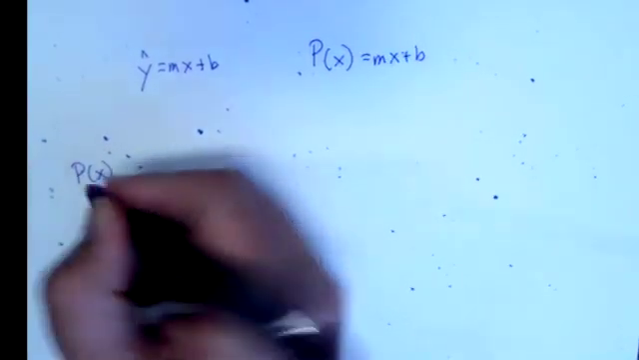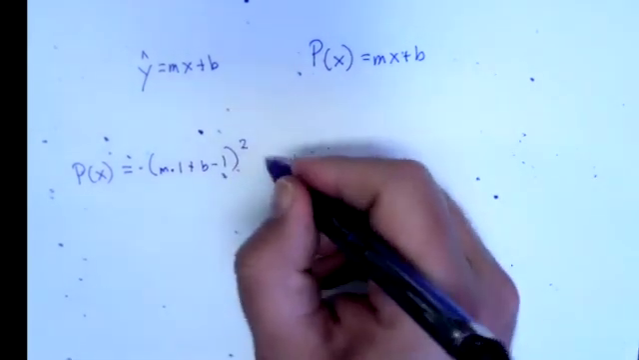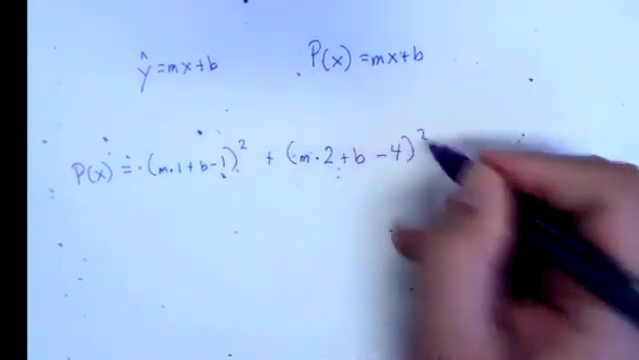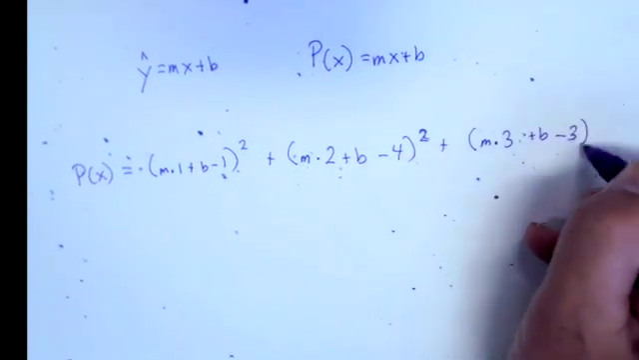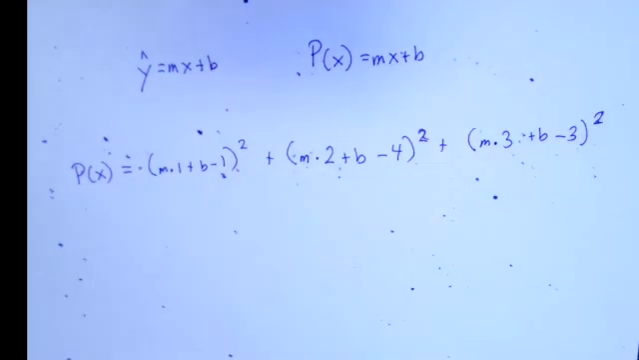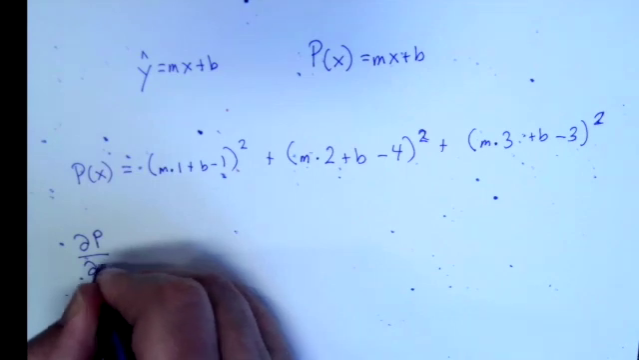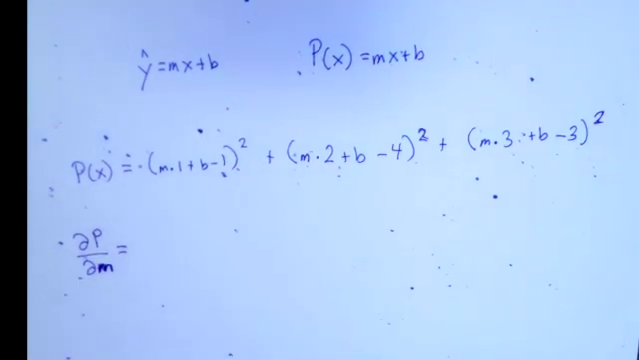So p of x is (m times 1 plus b minus 1) squared plus (m times 2 plus b minus 4) squared plus (m times 3 plus b minus 3) squared. Let's ask ourselves a tough question. What is the partial derivative of p with respect to x? What is the partial derivative of p with respect to m? You're right, I should have said m instead of x.